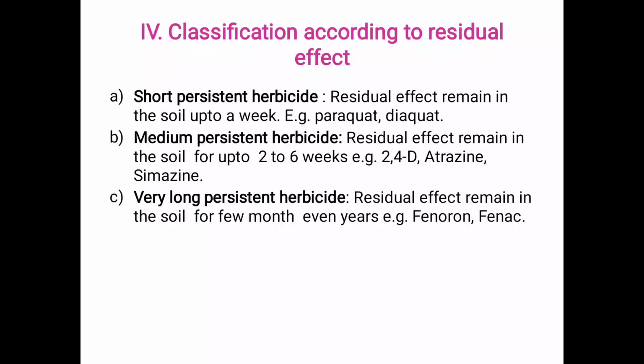Then medium persistent herbicides. The residual effect remains in the soil for up to 2 to 6 weeks, and their examples are 2,4-D, atrazine and simazine. Then very long persistent herbicides. Their residual effect remains in the soil for a few months, even years. In non-cropped areas, long residual herbicides are used when bare land is desired for a month. These herbicides are also known as soil sterilants, and their examples are fenuron or fenac.